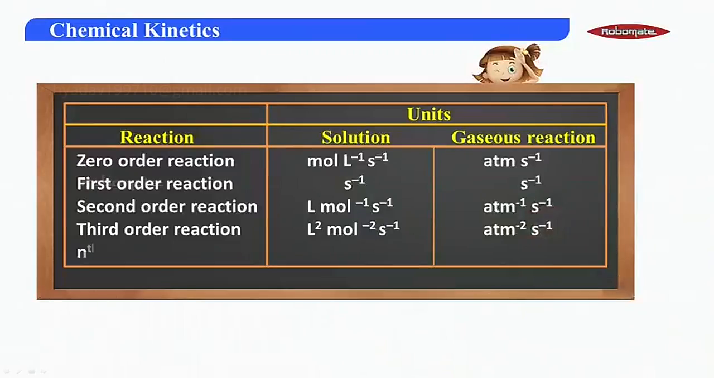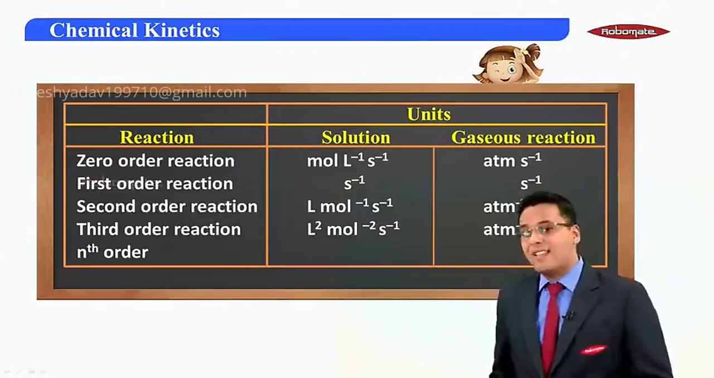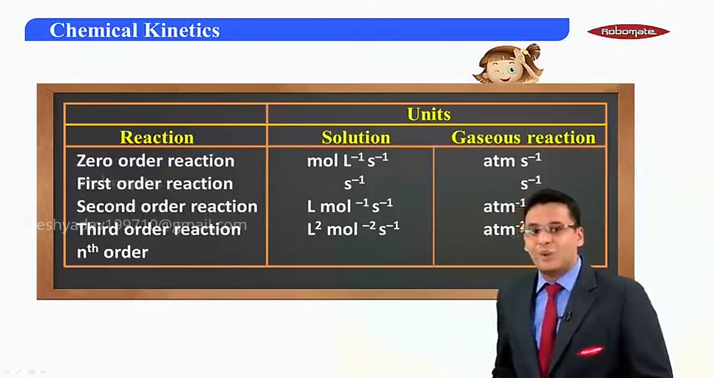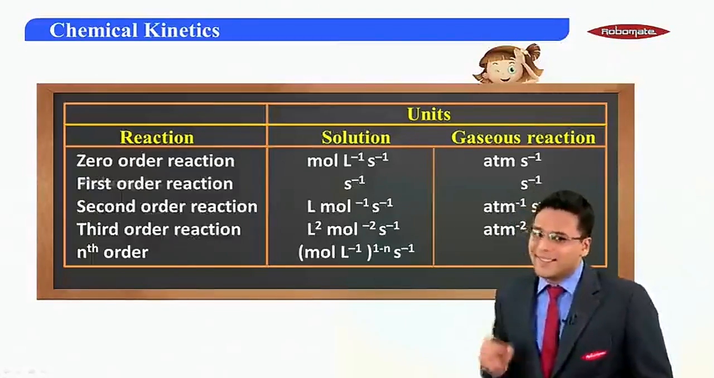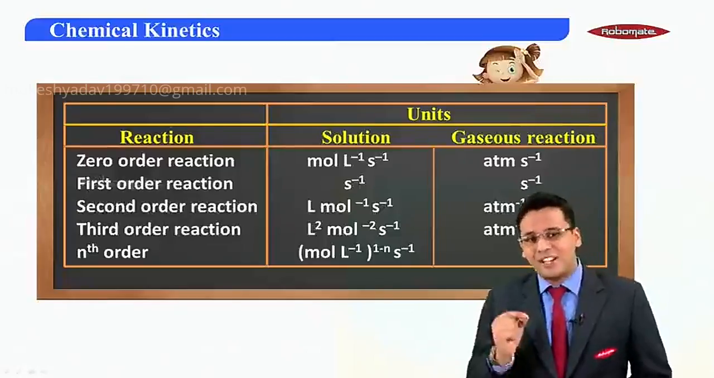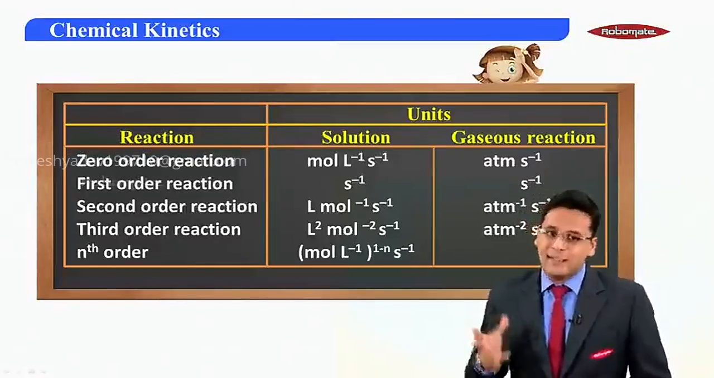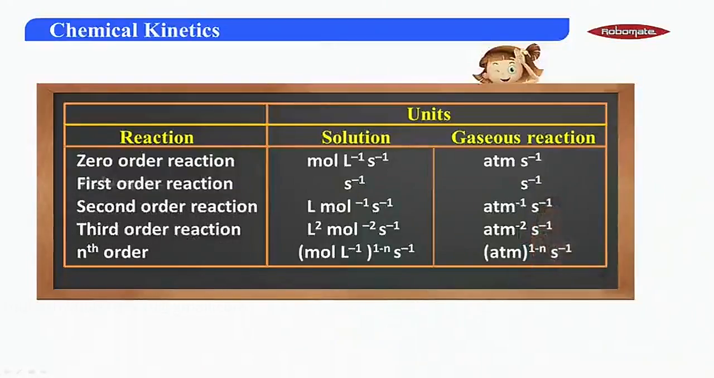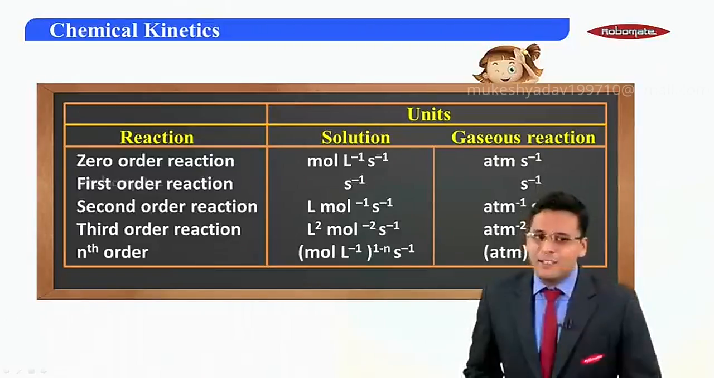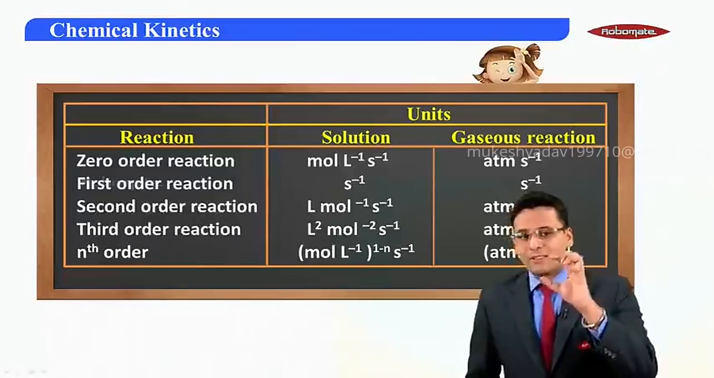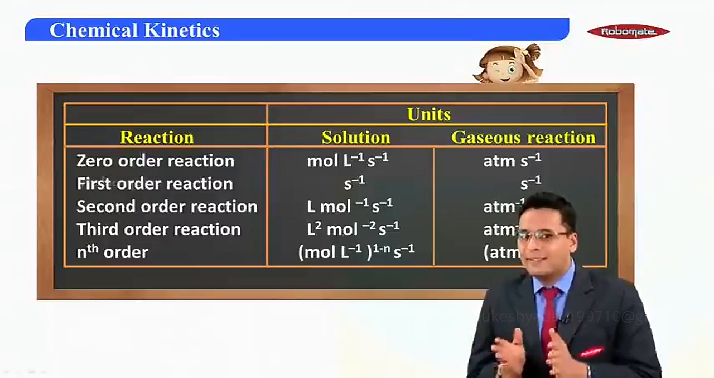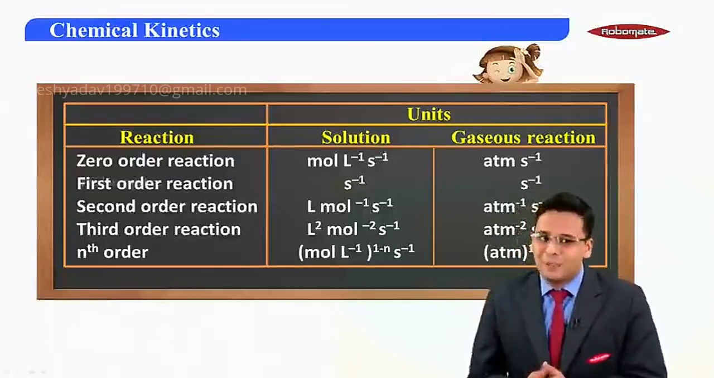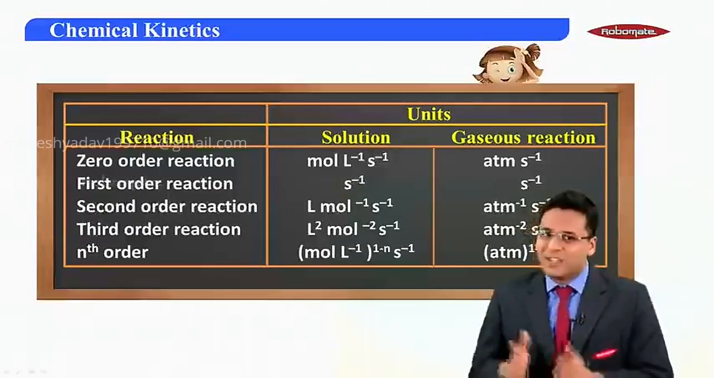In fact, if you take the nth order, for nth order we have already derived the unit for solutions, that is mole per liter whole raised to 1 minus n second inverse. For a gaseous reaction, mole per liter again gets replaced by atmosphere. So that's your unit right there, atmosphere raised to 1 minus n per second. This is because if you have more moles in a given volume, the pressure of the gas is more. So mole per liter can kind of be equated with atmosphere. That's how you find out the unit for rate constant.